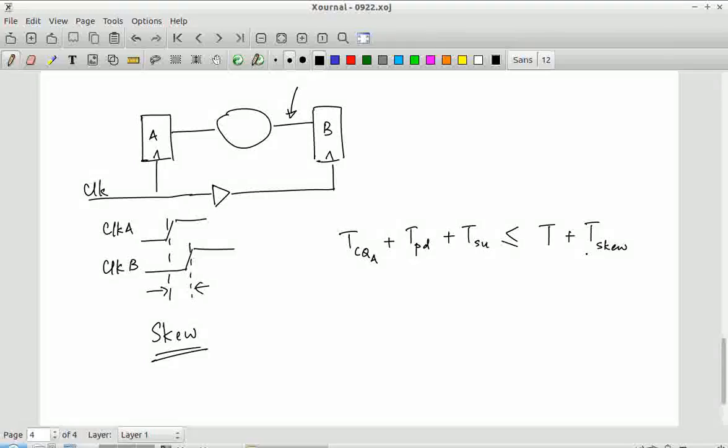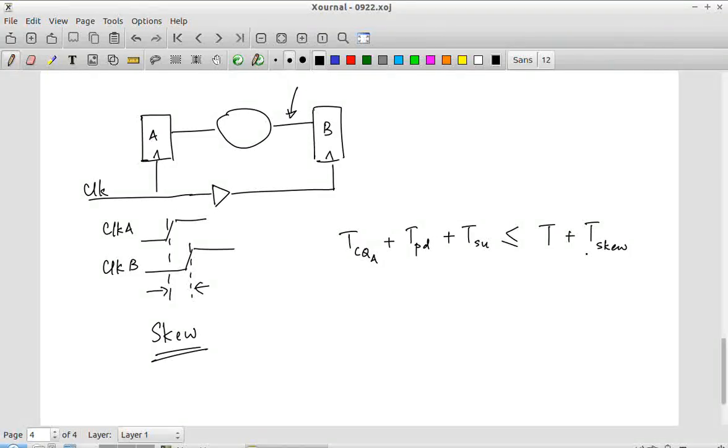Right? So, one thing that you can see from this, what does this imply for the maximum value of T or the minimum value of T? T must be greater than or equal to some quantity. If there is skew between the flip-flops like this, what can you say about that? What will happen to T? Will it go up or go down? In this case it goes down.